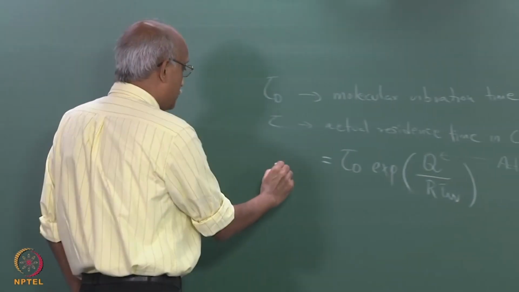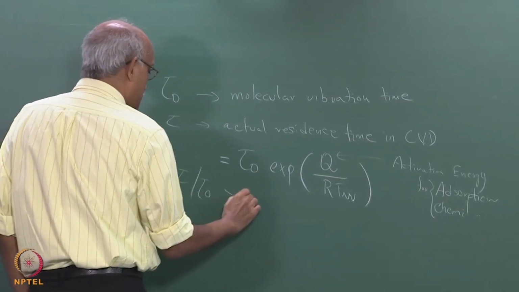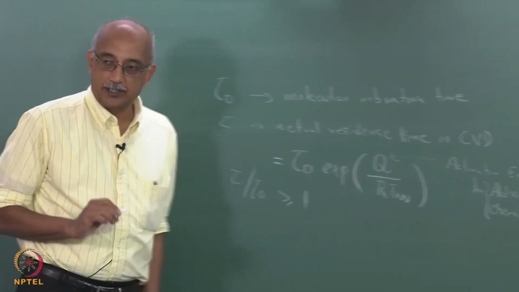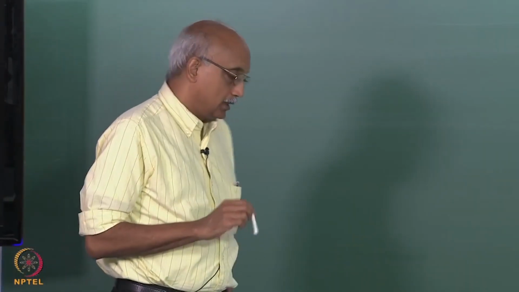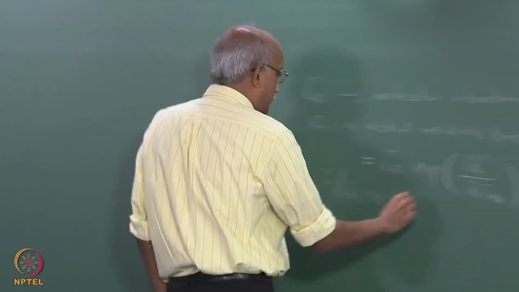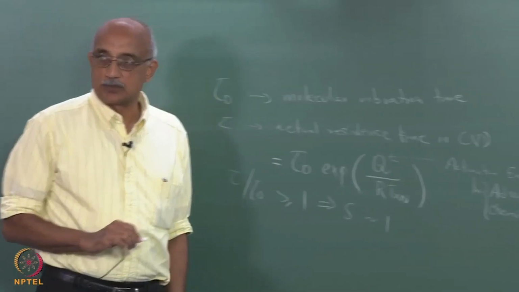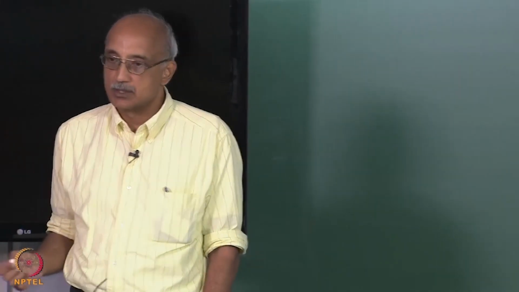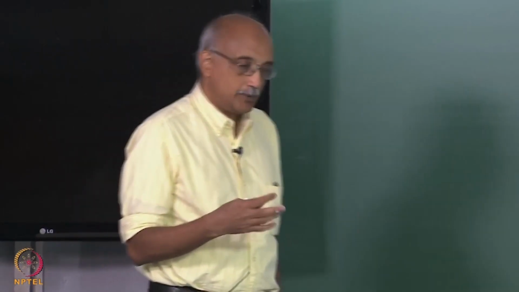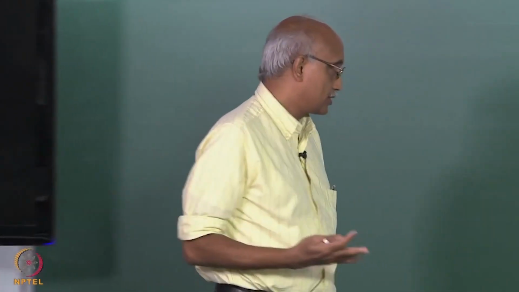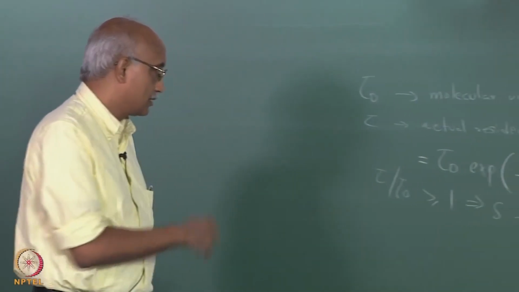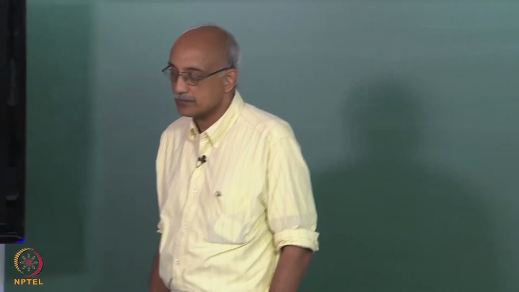Now, as long as tau over tau 0 is significantly greater than 1, that is 5 to 10 times or 5 to 10, the probability of capture or the sticking coefficient starts to approach 1. In other words, the longer that the molecule spends on the surface, the higher the likelihood that it will be incorporated into the surface. So, the probability of capture, probability of incorporation increases as this value increases.